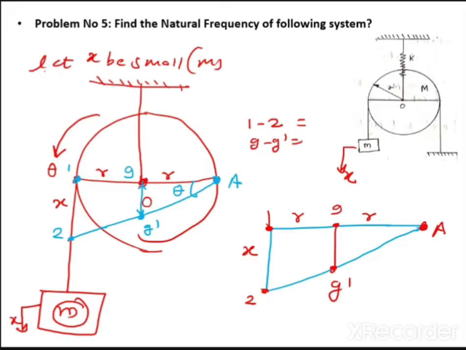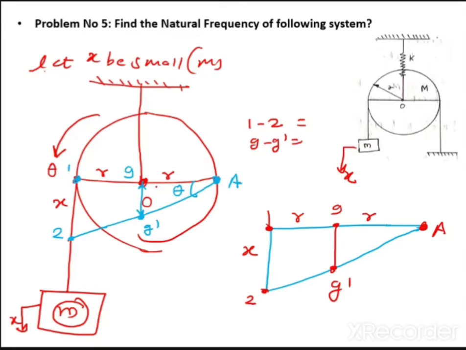Now tell me, the distance between the G and G dash will be the same as x or not? Will the distance between 1 to 2 and G to G dash be the same or different? The distance between the 1 to 2 is x. So the distance between the G and G dash will be x or not?